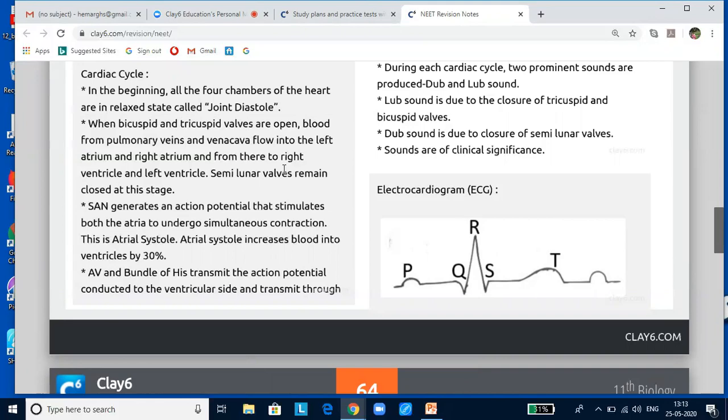The action potential is conducted to the ventricle side by the AVN and AV bundle, from where it transmits to the entire ventricular musculature. This leads to ventricular systole, which increases the ventricular pressure, causing the closure of tricuspid and bicuspid valves. The ventricles now relax, that is called ventricular diastole, and ventricular pressure falls, causing the closure of semilunar valves, which prevents the backflow of blood into the ventricles.